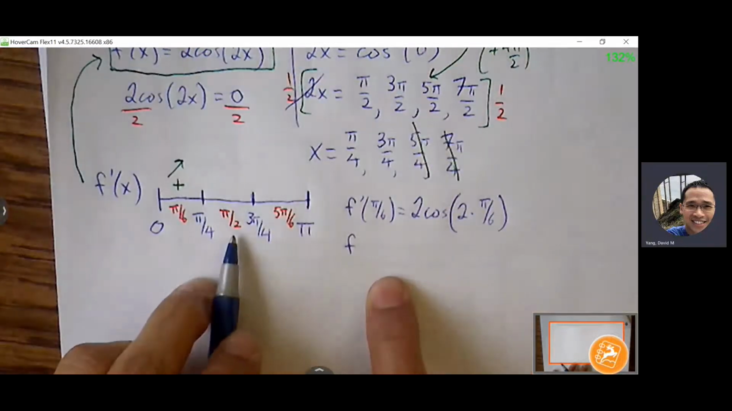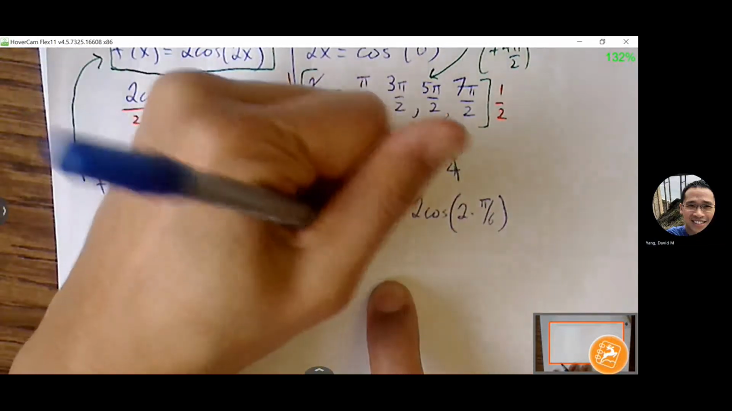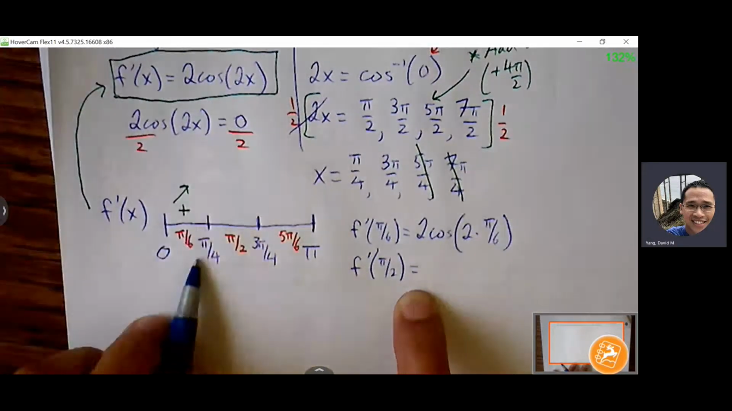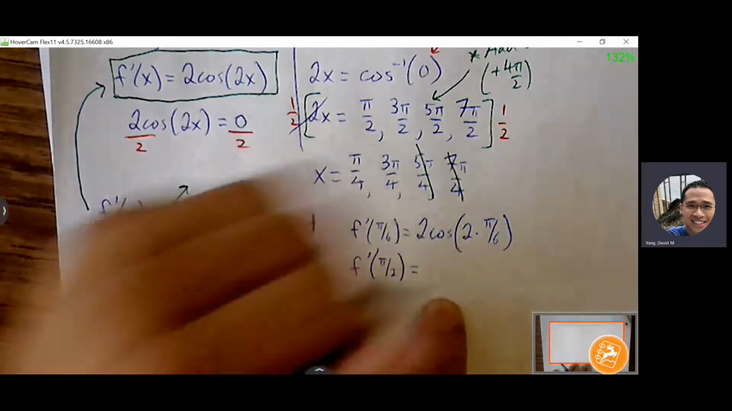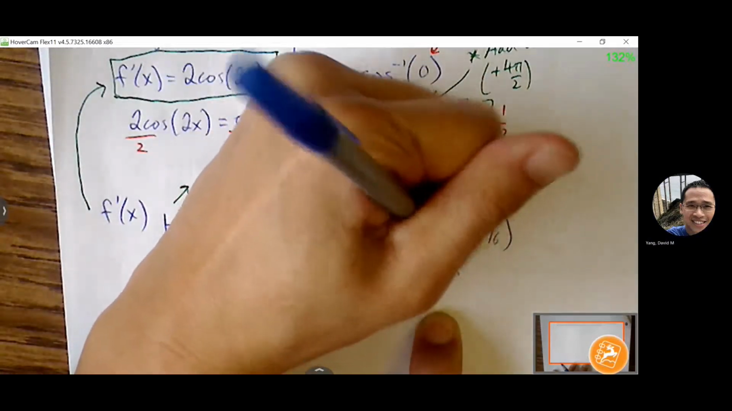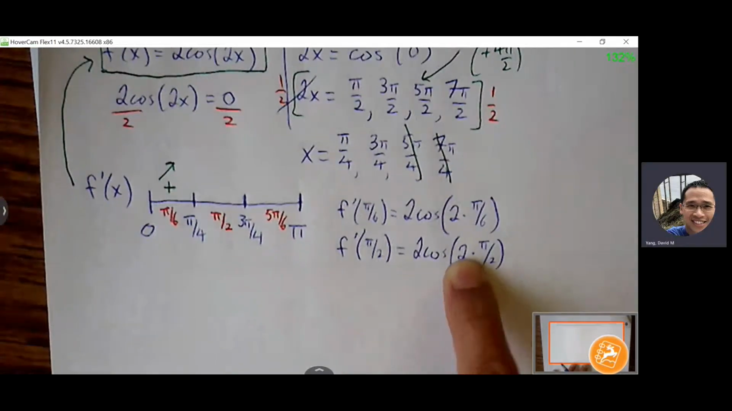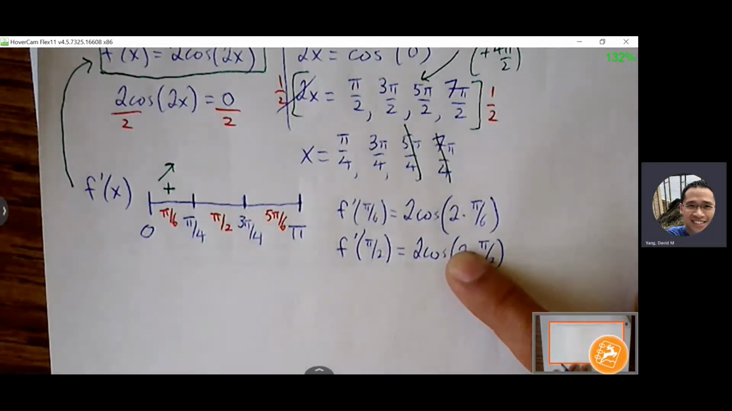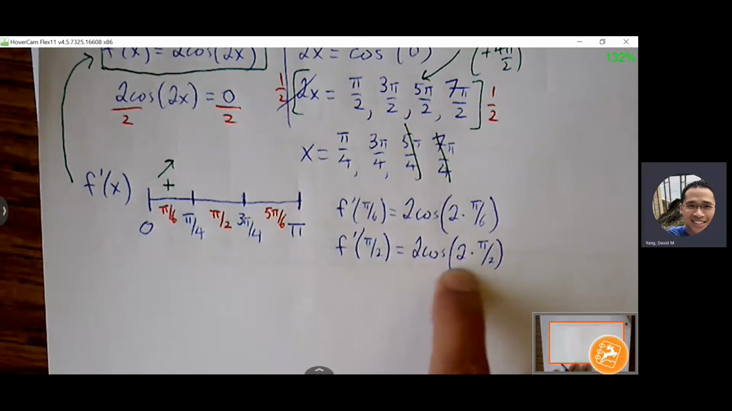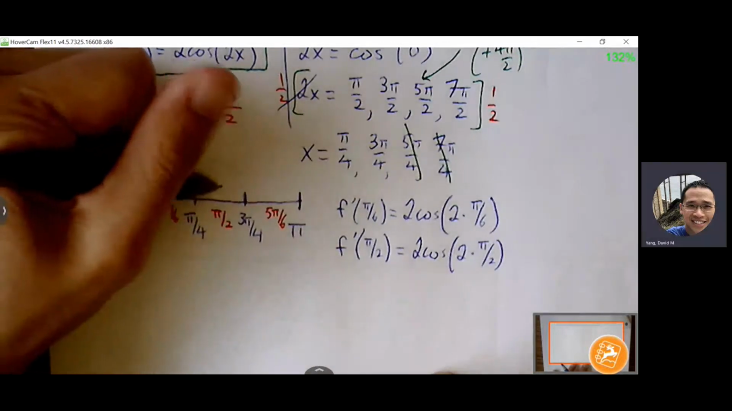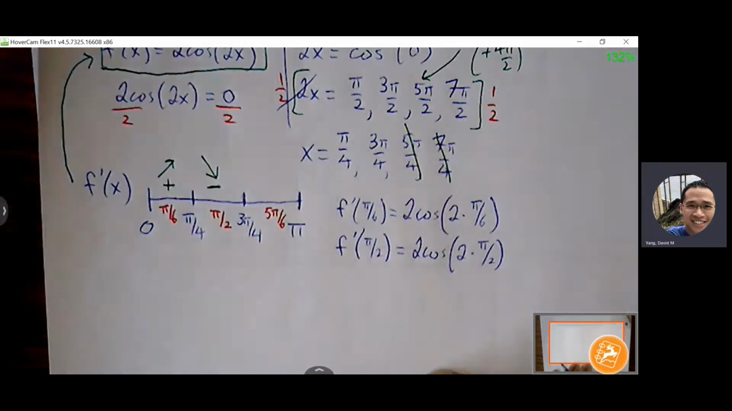Okay, next up, let's test pi over 2. Figure out whether the slope is positive or negative. Insert pi over 2 in for the x of my derivative. Two's canceled out. I'm just left with cosine of pi. What do you know about cosine of pi? Negative. Okay, so 2 times -1 is negative. My graph is going to be falling in that interval.